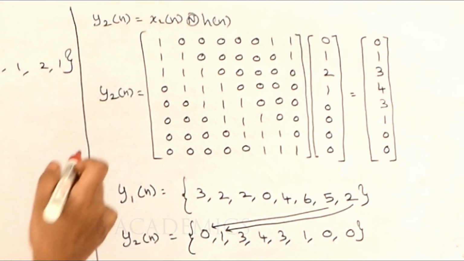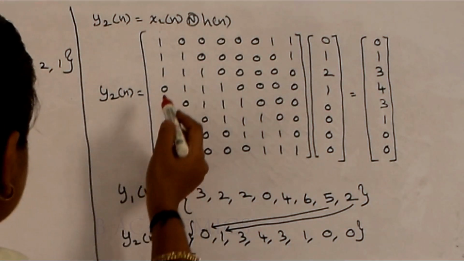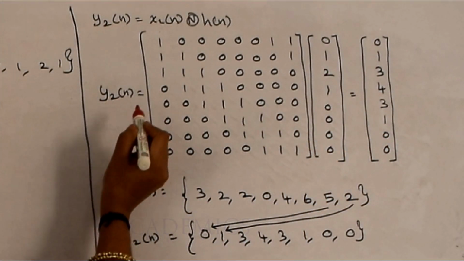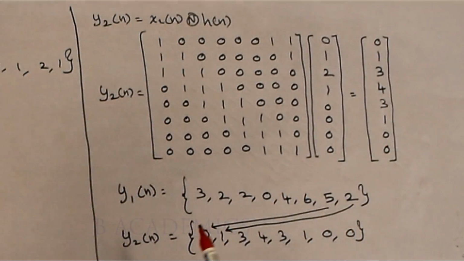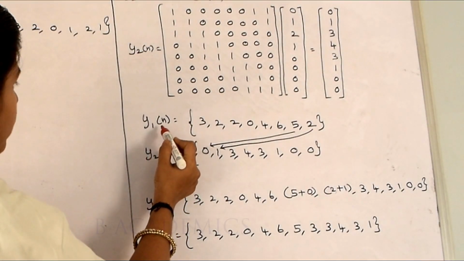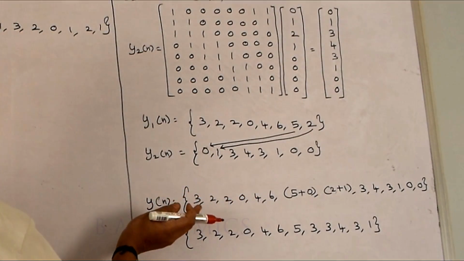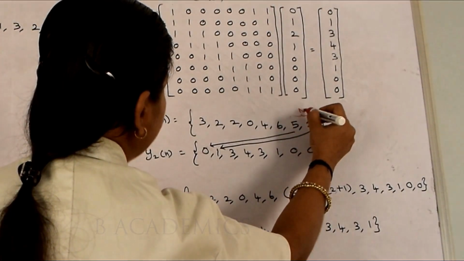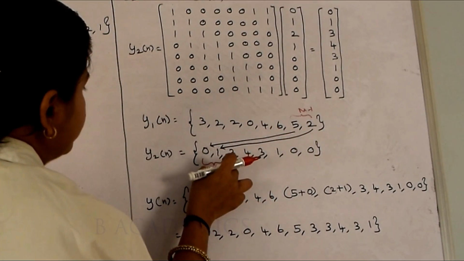Okay. Next one, y2 of n is equal to x2 of n convolved with h of n. The same way I have performed the matrix multiplication and got the value for y2 of n as 0, 1, 3, 4, 3, 1, 0, 0. Now we are going to combine the output of each subblock. So I have written y1 of n and y2 of n here. What is the step to combine the output? We are going to add last M minus 1 data of the previous block with the first M minus 1 data of the next block.